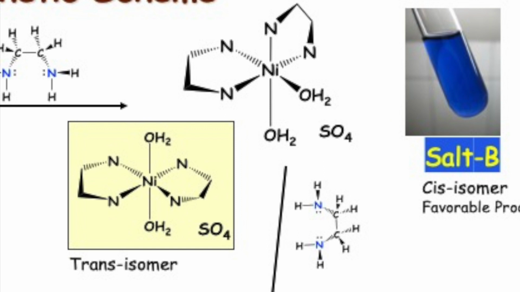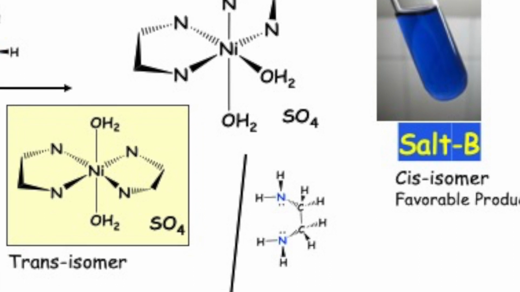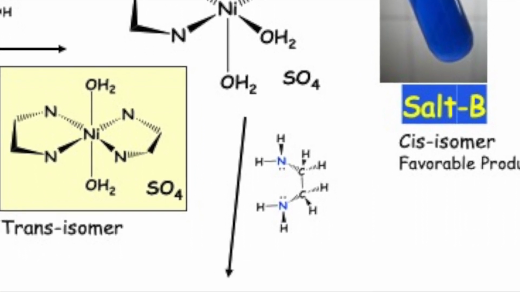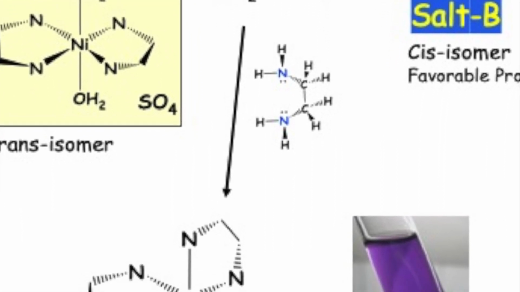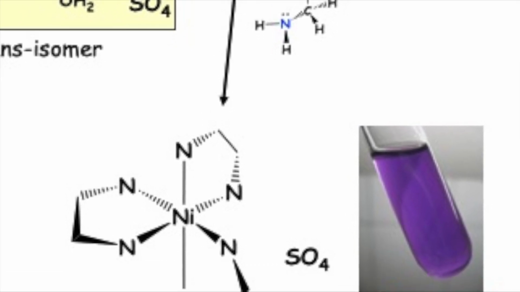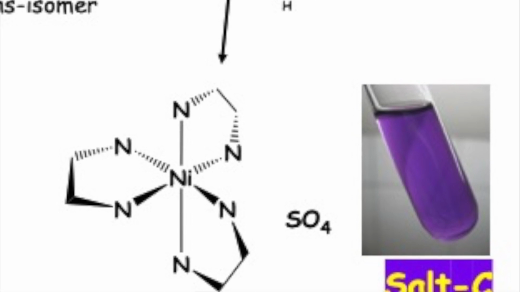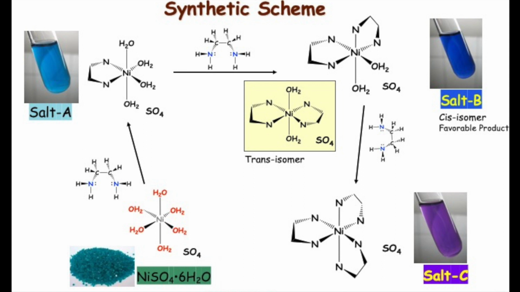And then the third salt, so you would actually draw an arrow in one of the synthetic schemes from here to here, is where all 6 waters are replaced by 3 ethylenediamine. Now notice it takes 3 ethylenediamine to replace 6 waters. Why? Because the ethylenediamine takes up 2 bonds on the nickel per ethylenediamine. Notice the different colors of these things. And that's important because the colors will give you a clue as to which salt you have. Okay, so that's the general scheme here.